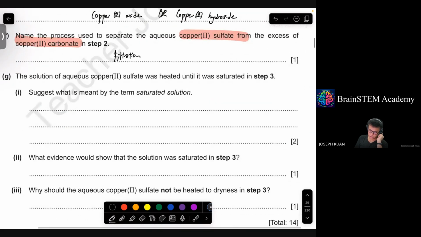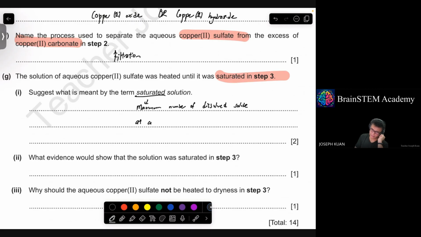For G, the solution of aqueous copper 2 sulfate was heated until it was saturated in step 3. Suggest what is meant by the term saturated solution. Okay, saturated will mean that it contains the maximum amount of dissolved solute at any given temperature. All right, individually, this will be 1 mark and 1 mark each.